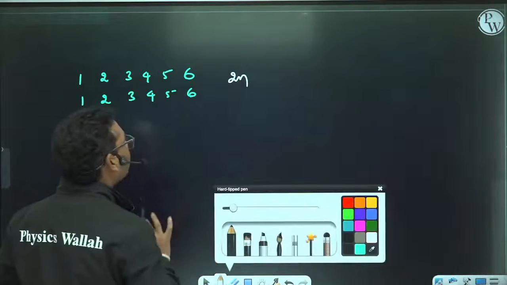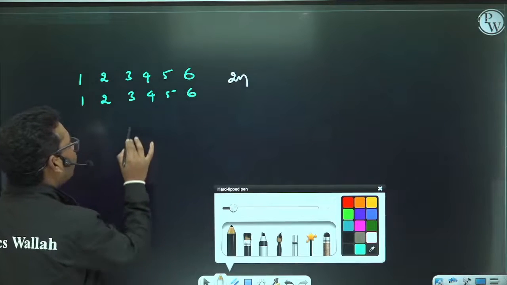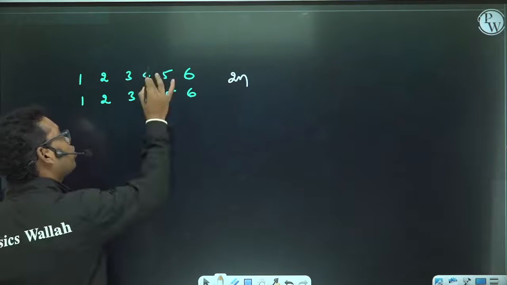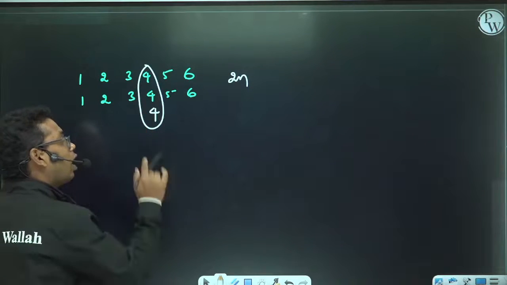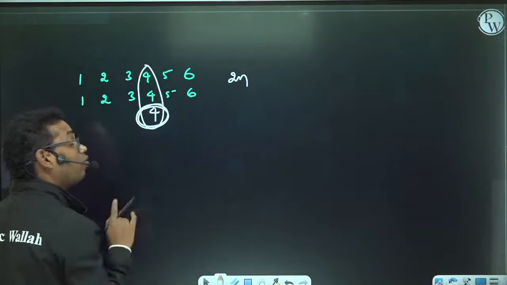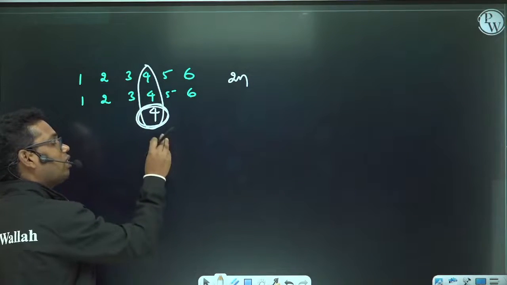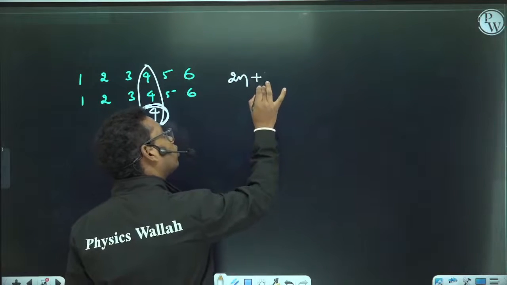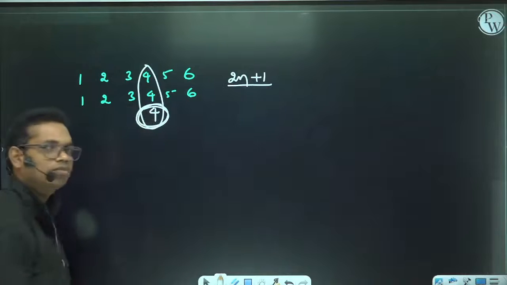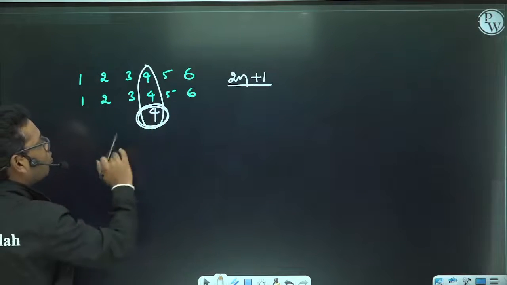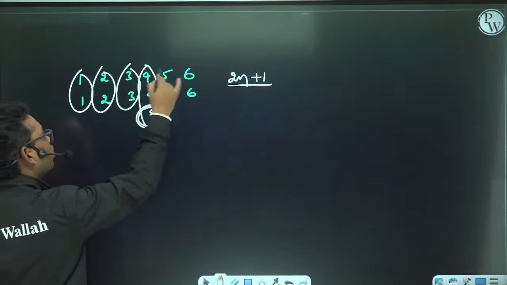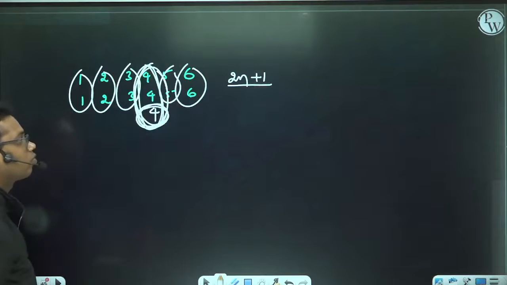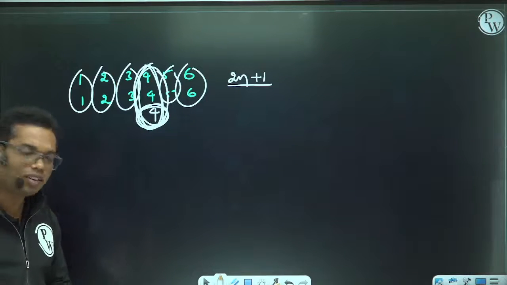Now if I add one chromosome here, chromosome 4, every chromosome is present twice, but this chromosome is present thrice. How many chromosomes have I added? One chromosome, chromosome number 4. Because I have added one more, I will write 2n plus 1. Here every chromosome is present twice, but this one is present thrice. So this is called trisomy condition. Clear?